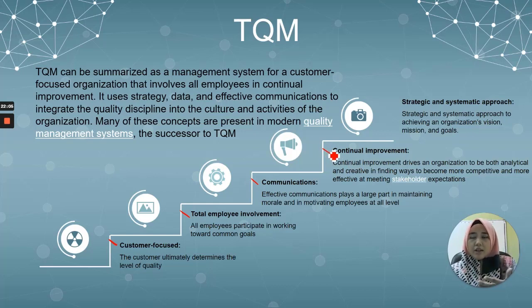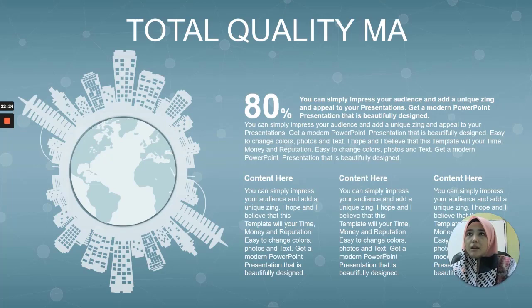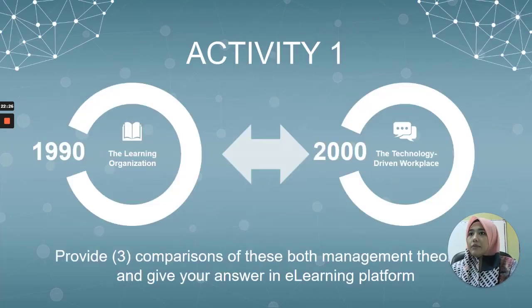Continual improvement, so bila dah ada communication between the customers and the employees, so dia kena improve lah the quality of their services and their products. And TQM, total quality management ni, is a strategic and systematic approach which focuses on the organisation vision, mission and goals. Alright, okay. So this is our activity 1 at the end of our lecture.